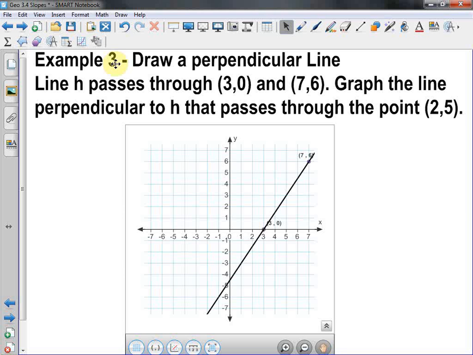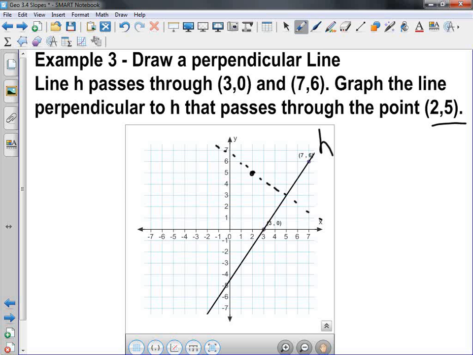Okay, now, I want to draw a line perpendicular to this, right? And this is line H, right? I want to draw a line perpendicular to H, and it goes through the point (2, 5). So (2, 5), it's like here, right? So just eyeballing, it looks like it should probably come through like that, right? Ish? Okay. So how can I find out exactly where it goes though, right?